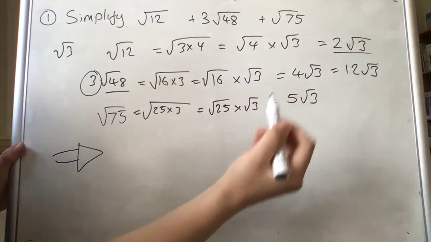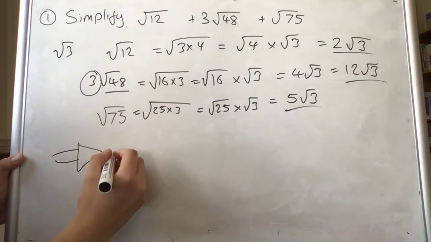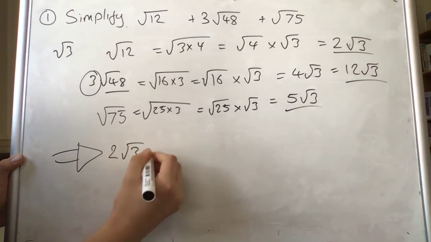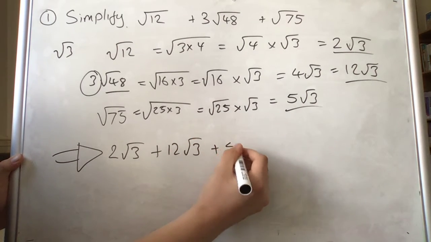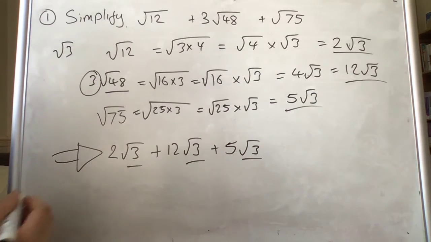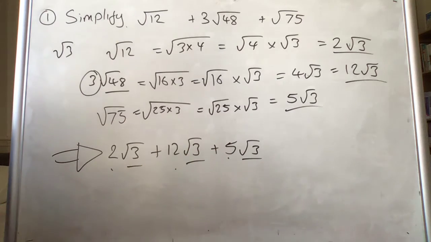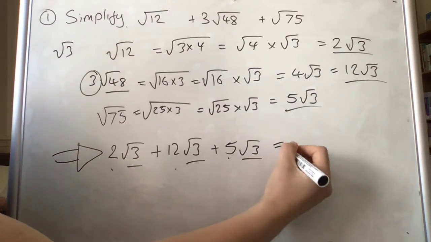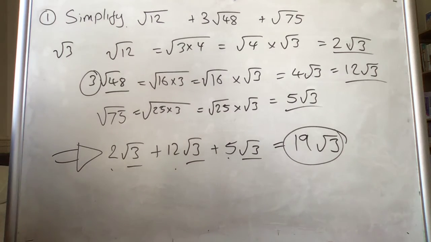Okay, so therefore, to give us our answer, we need to add together our answers here. So we've got 2 square root 3, 12 square root 3 and 5 square root 3. So let's write this down. Plus 12 square root 3 plus 5 square root 3. Now, because these are all the same surd, all we need to do is add up the numbers in front of our surds. So we've got 12 plus 5 is 17, plus 2 is 19, giving us 19 square root of 3. And that is our final answer.